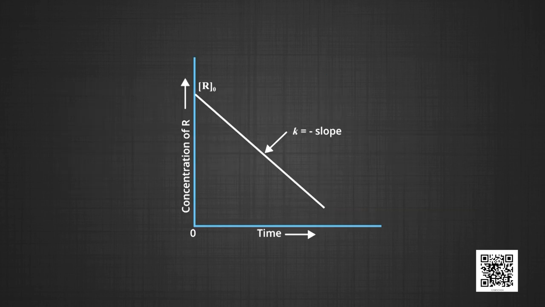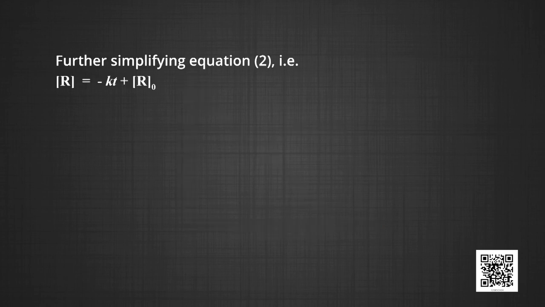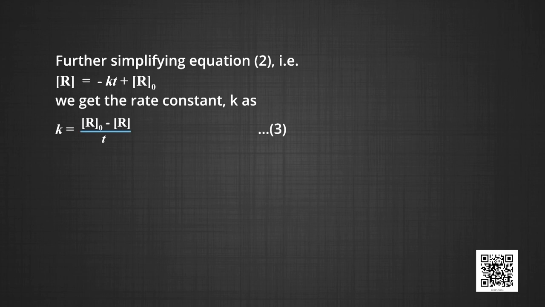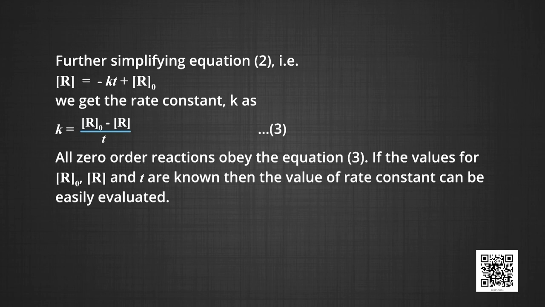Now, the graph is in front of you, which will help you to find out the value of slope and the intercept. Further simplifying equation 2, we get the rate constant k as k equals ([R]0 minus [R]) by t. This is equation 3, where [R]0 is the initial concentration and [R] is the concentration at time t. All zero order reactions obey equation number 3. If the values of [R]0, [R] and t are known, then the value of the rate constant can be easily evaluated. Zero order reactions are relatively uncommon, but they occur under special conditions.